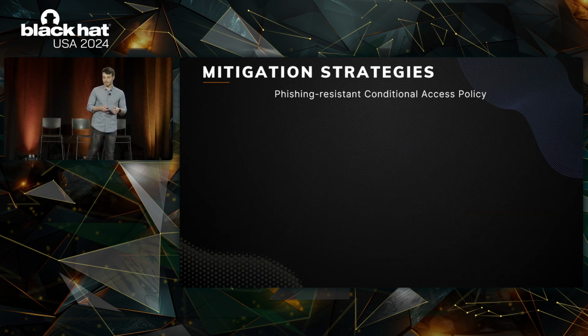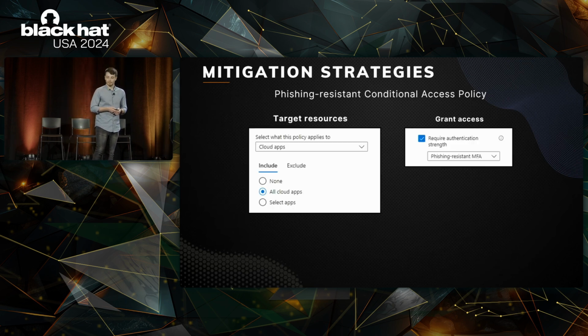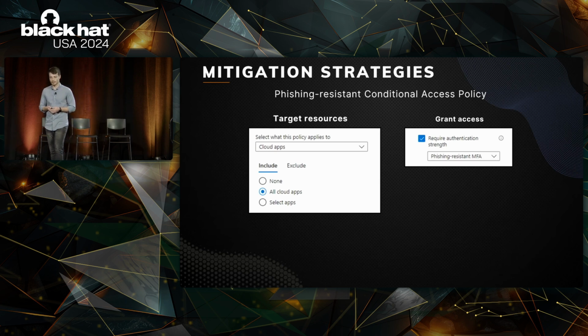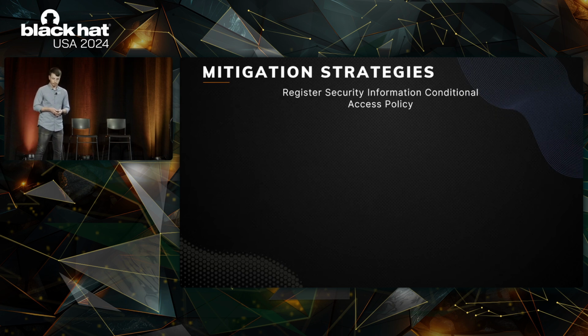So we want to create a conditional access policy which will require users to use the authentication strength of phishing-resistant, meaning we do not want them to be able to sign in, for example, to all cloud applications using lesser, less secure methods like passwords and MFA, anything like that.